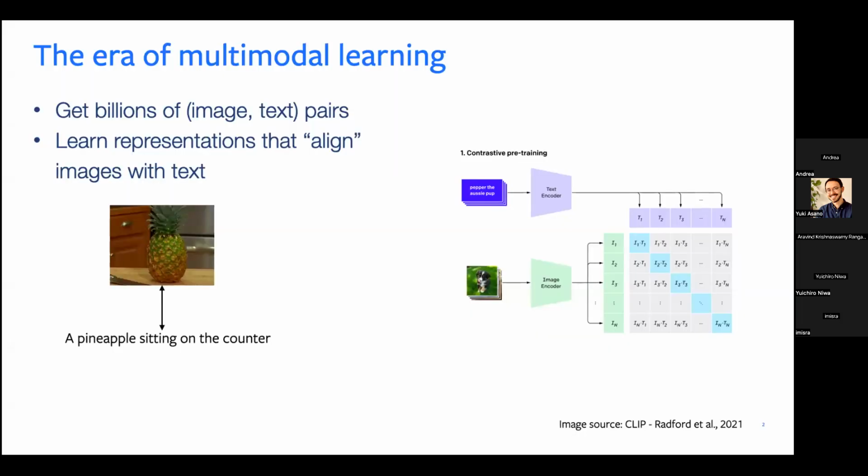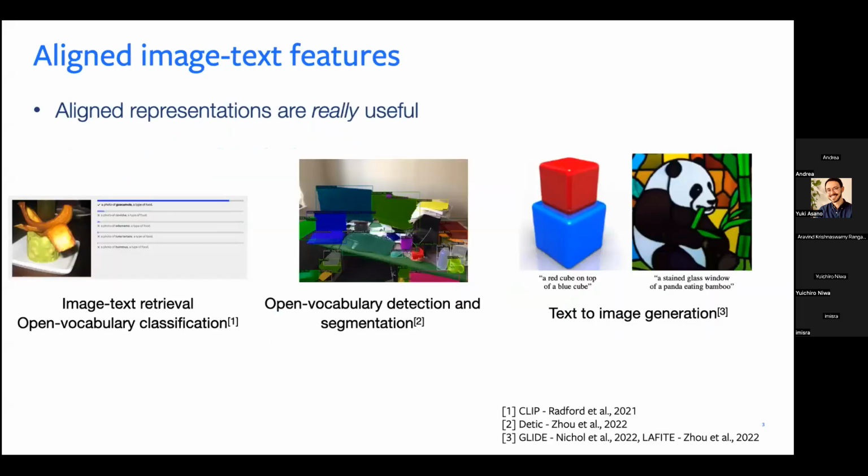In general, for multimodal learning, there has been a huge revolution where getting billions of pairs of images and text helps us learn representations that align images with text. CLIP is one of the most famous examples of this sort of learning. Now you're able to associate full-fledged text prompts with an image representation, and you can do lots of amazing things with it. Getting these aligned image-text features allows us to do, for example, image-text retrieval, open vocabulary classification, open vocabulary detection, segmentation, and also generative tasks where you can take the CLIP model, try to invert its features, or use the alignment it has learned for images and text to do image generation.